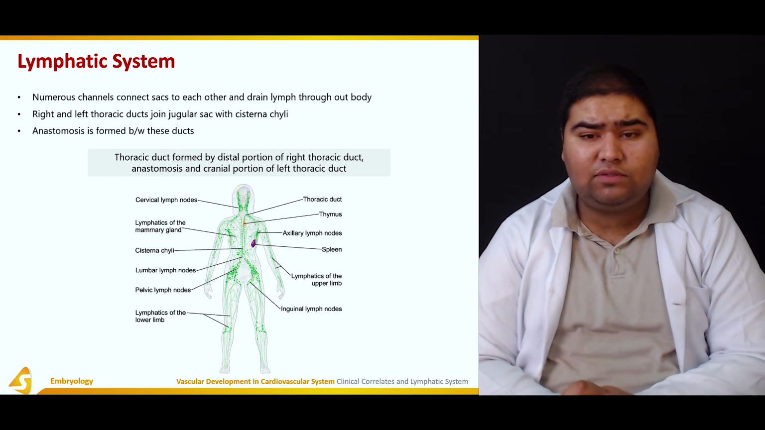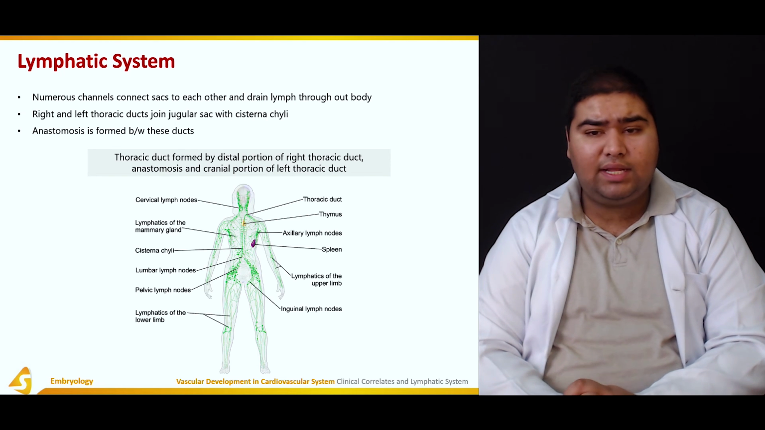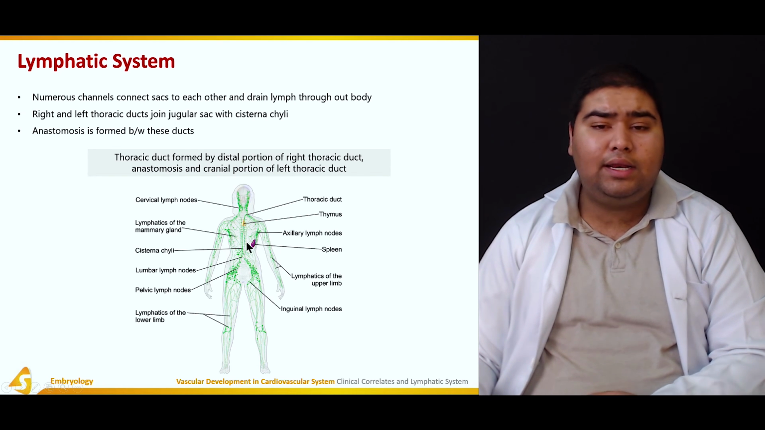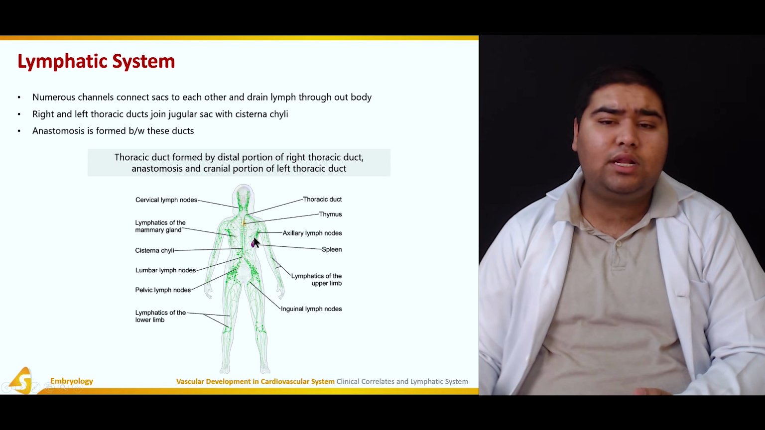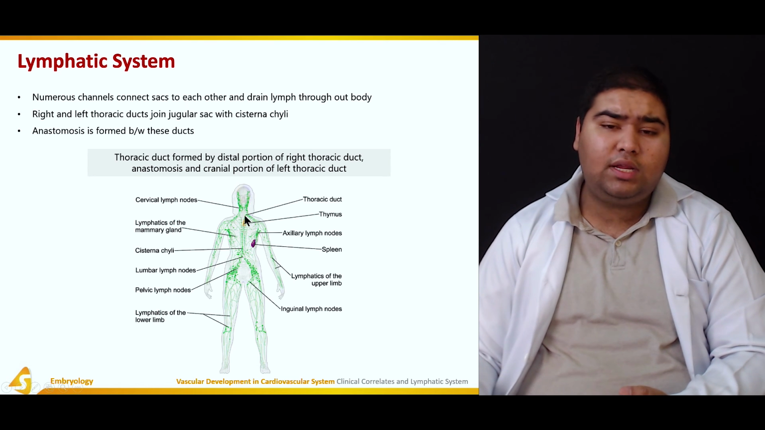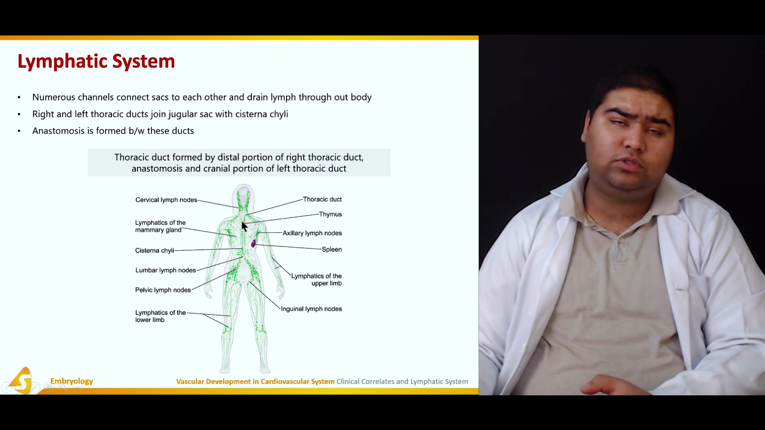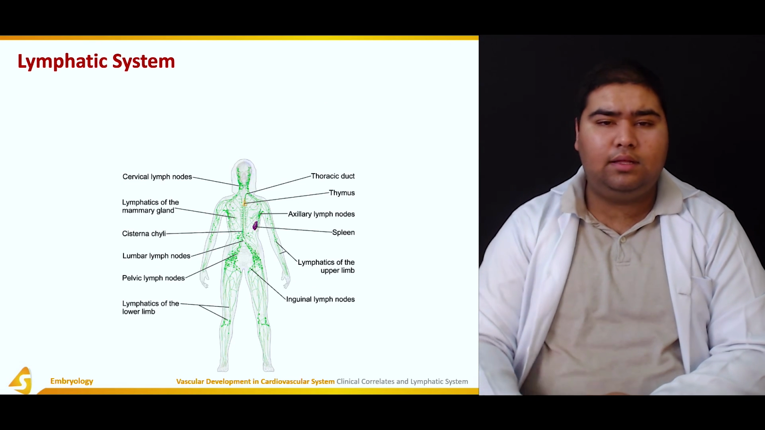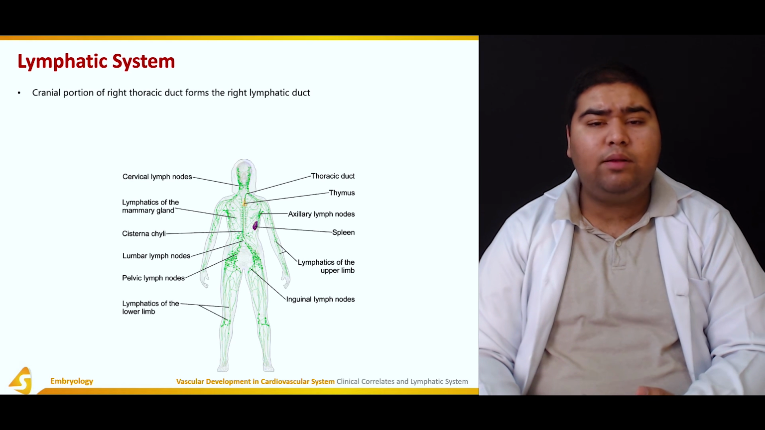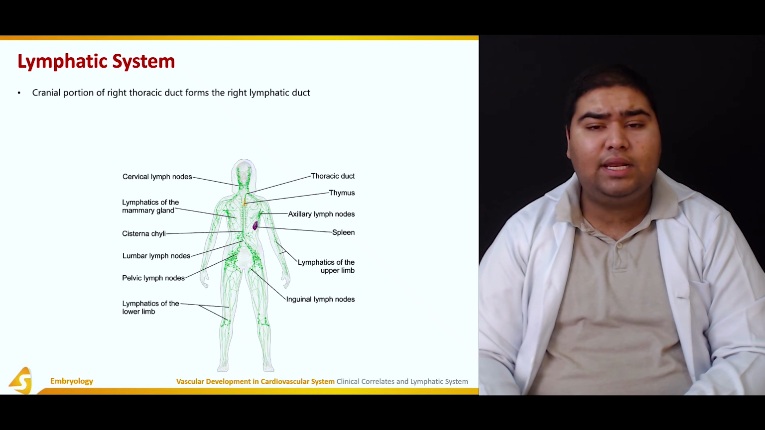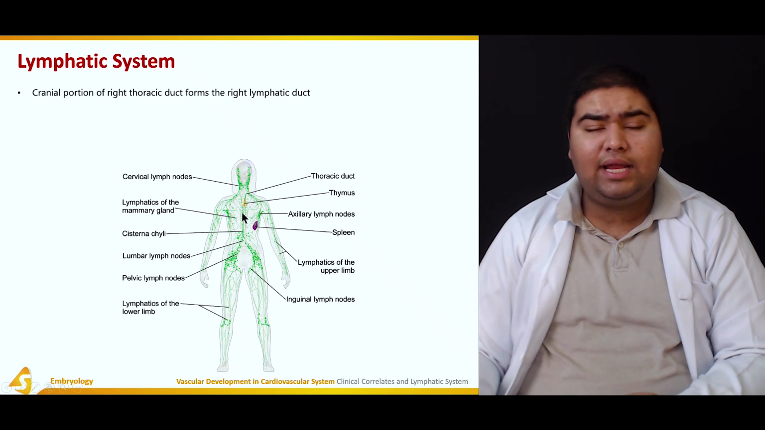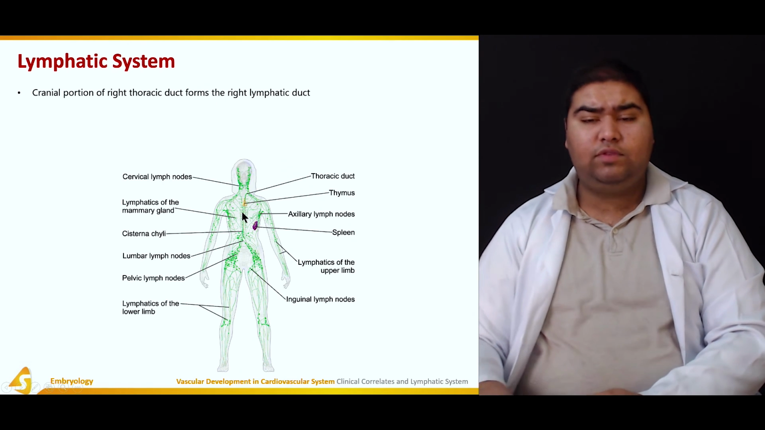The thoracic duct is formed by the distal portion of the right thoracic duct and its anastomosis, and the cranial portion of the left thoracic duct. So the cranial portion of the left thoracic duct, the distal portion of the right thoracic duct, and the anastomosis in between help in the formation of the adult thoracic duct. The cranial portion of the right thoracic duct forms the right lymphatic duct, and this is the right lymphatic duct.